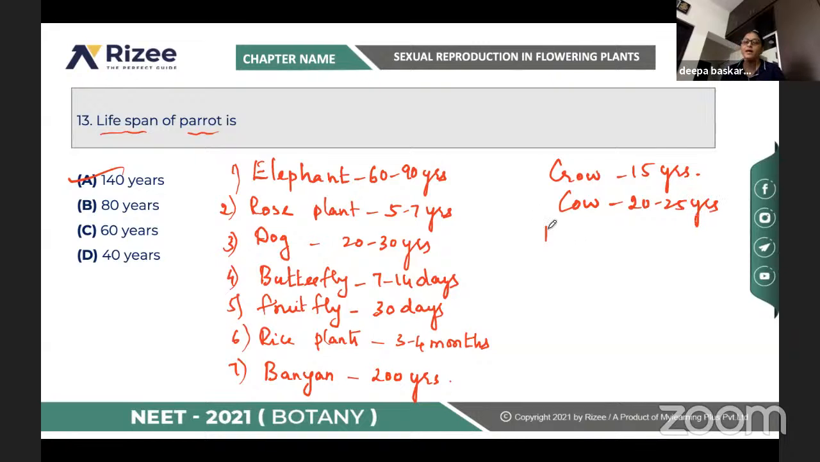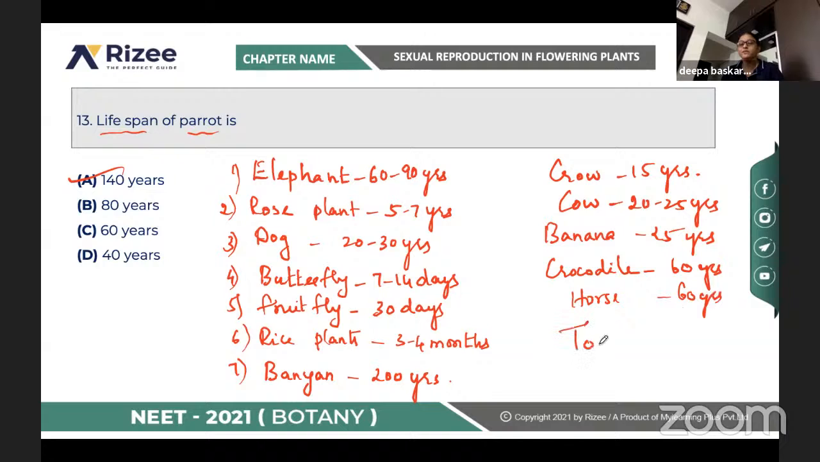So questions can be asked from this in different ways. Banana tree, 25 years. Crocodile, 60 years, and horse again 60 years of lifespan, and tortoise 100 to 150 years. Clear. So here the lifespan of parrot is 140 years.